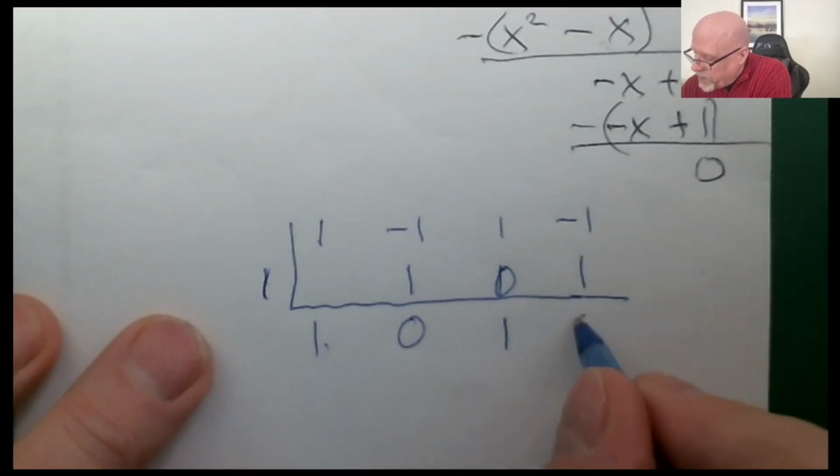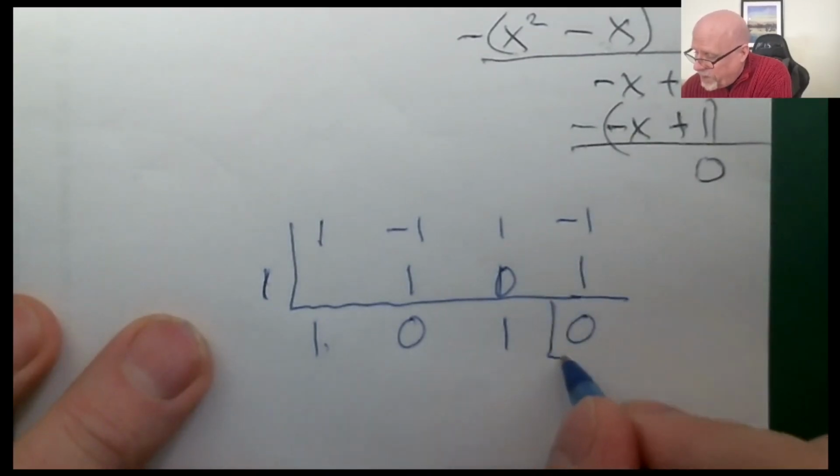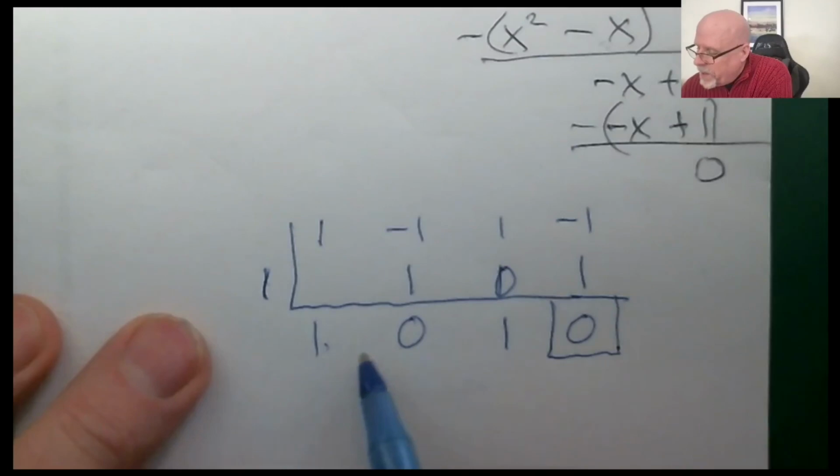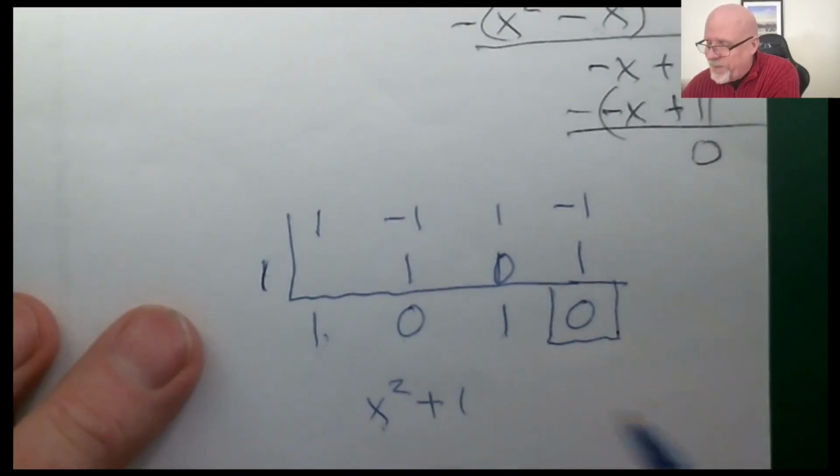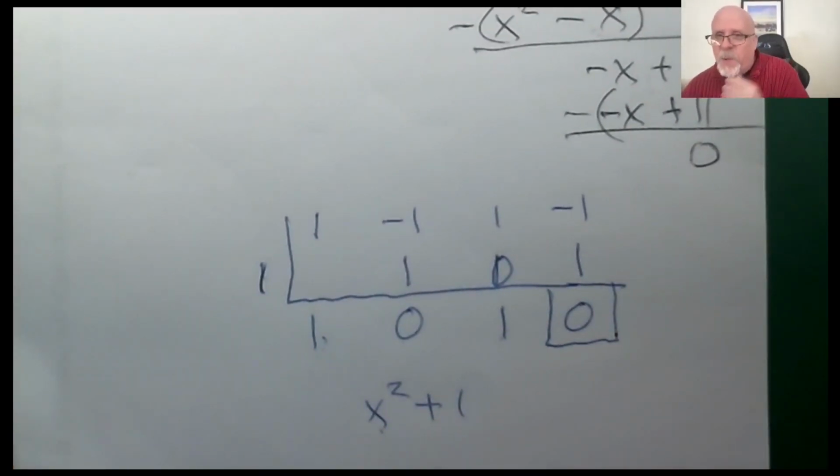When we add there, we get 0. It's good that we got the remainder 0. And this sequence of coefficients means the quotient is x squared plus 1. That's why I knew something was fishy, because I knew I was going to get x squared plus 1. I cooked this problem up after all.